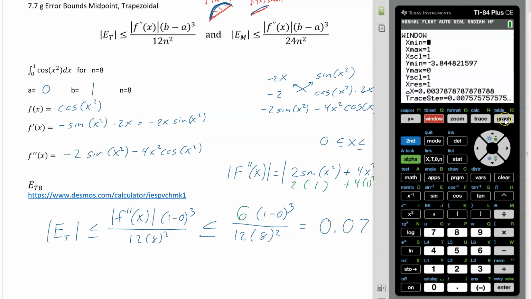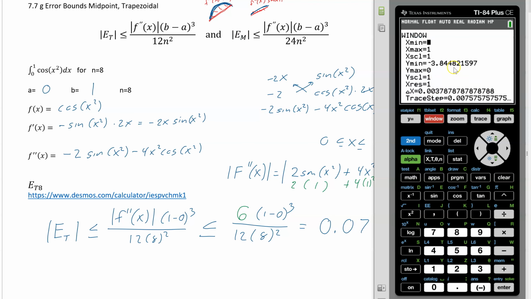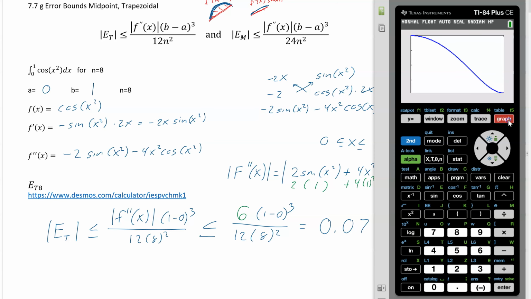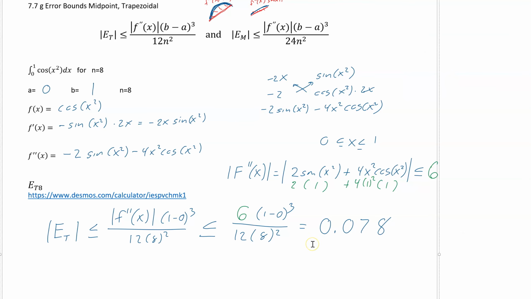That smallest one, which is down here, was negative 3.8448. So we could just say that that would just be 4. Remember, positive 4. And the other one that we get here for y max is 0. So if you look at our graph here, that would be 0. If we hit trace 0, you get 0.